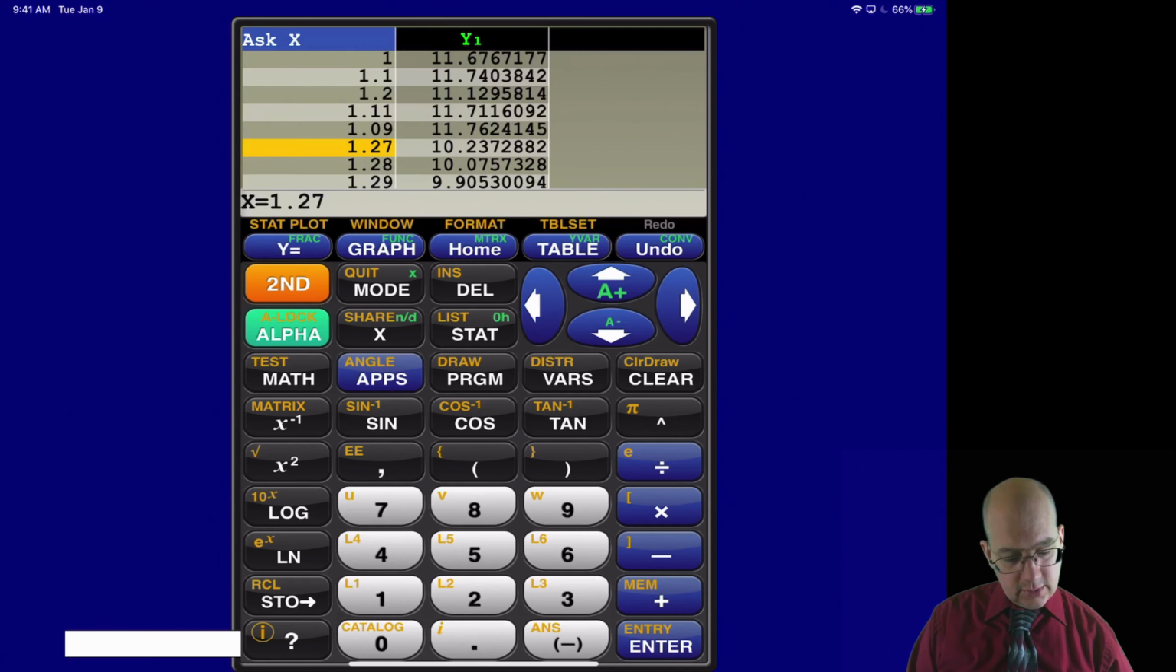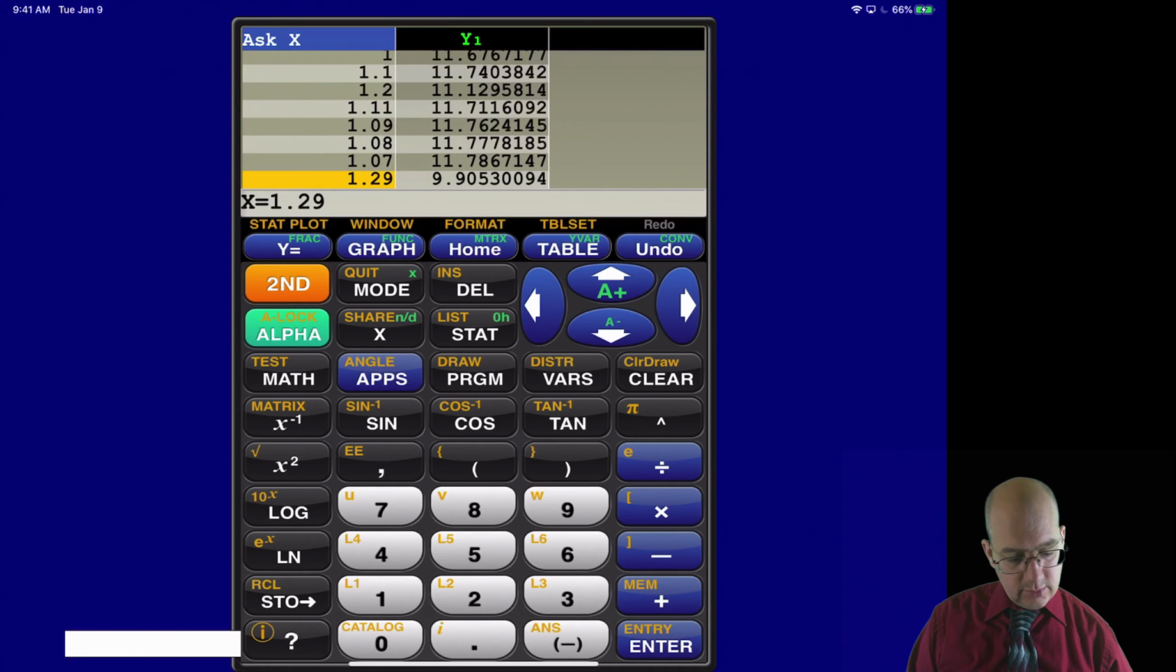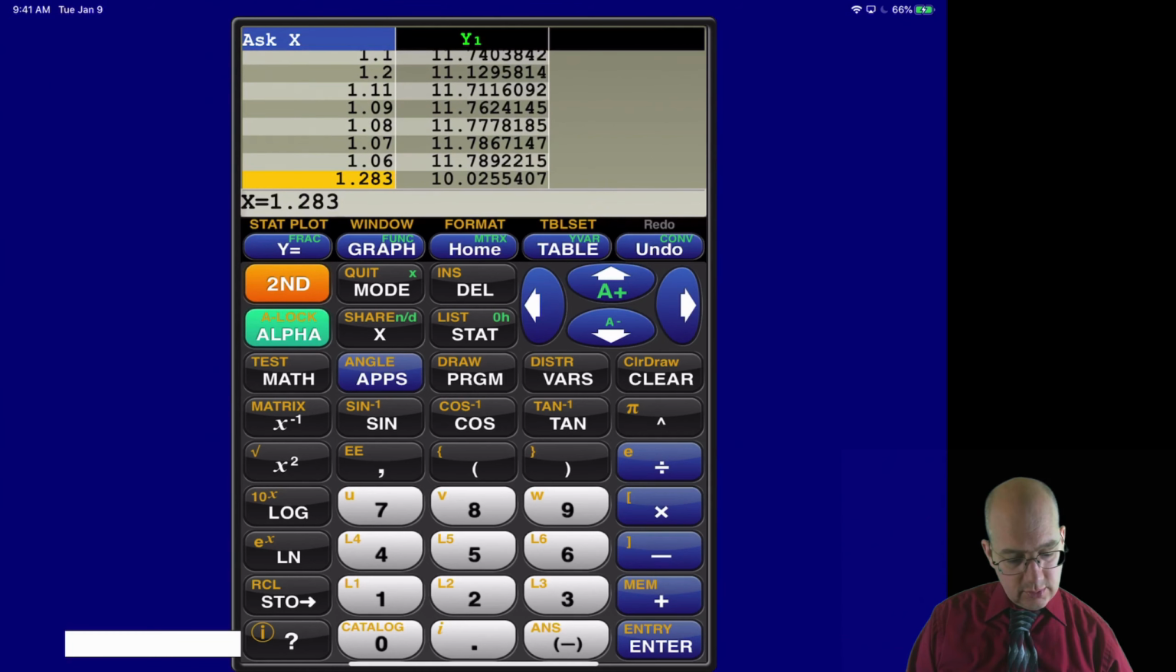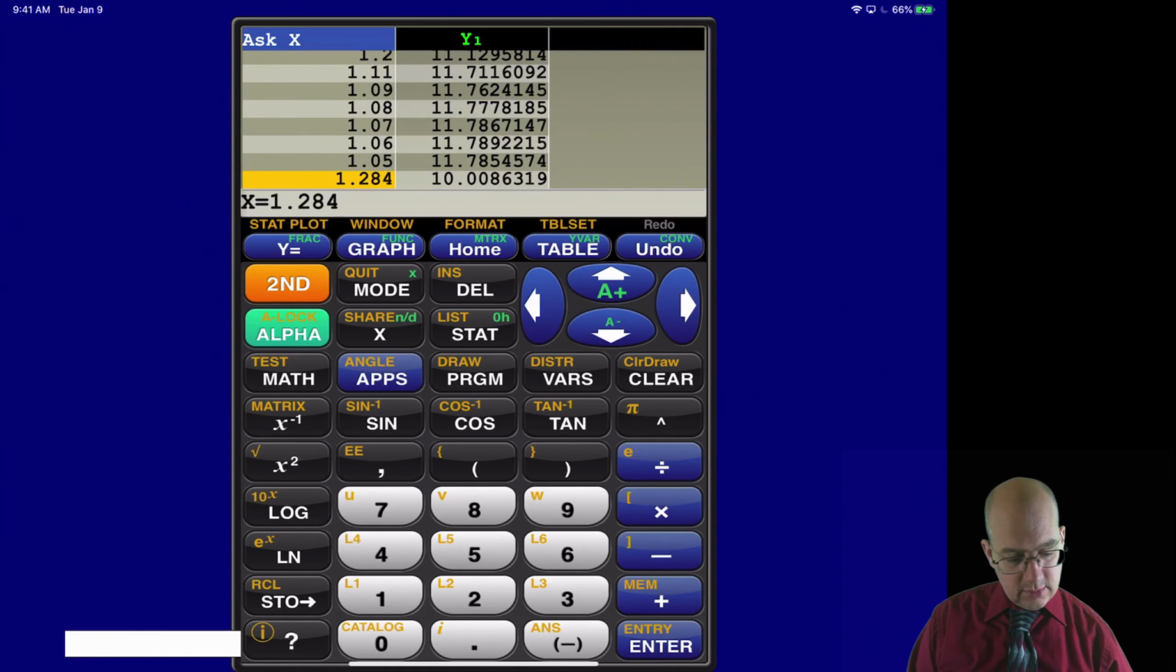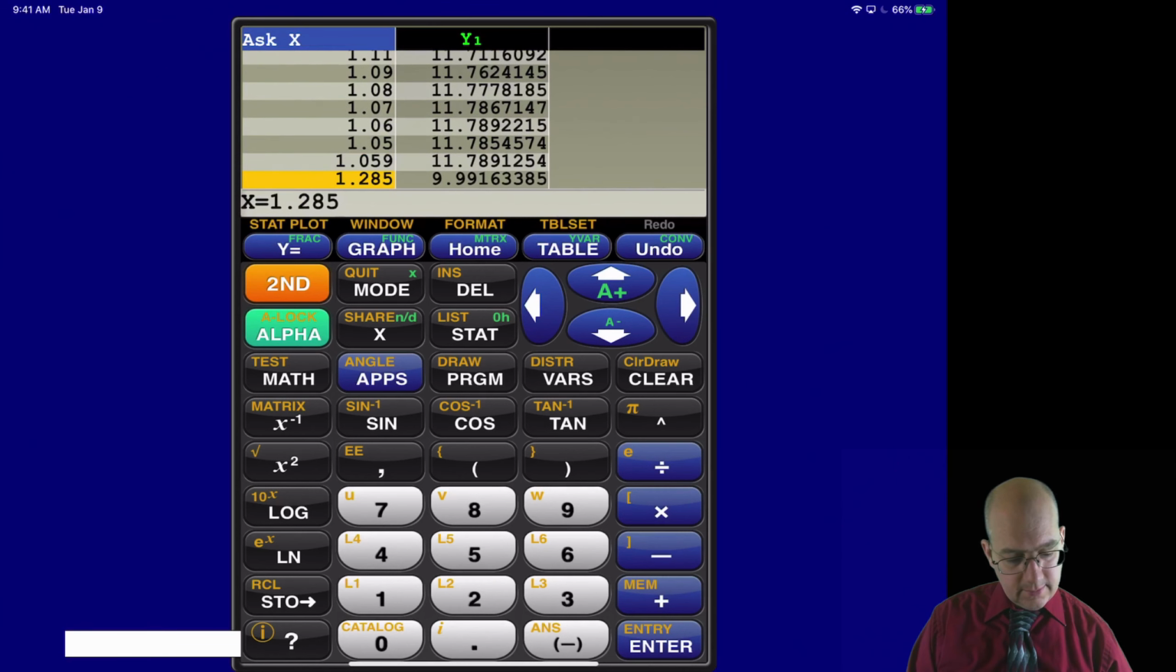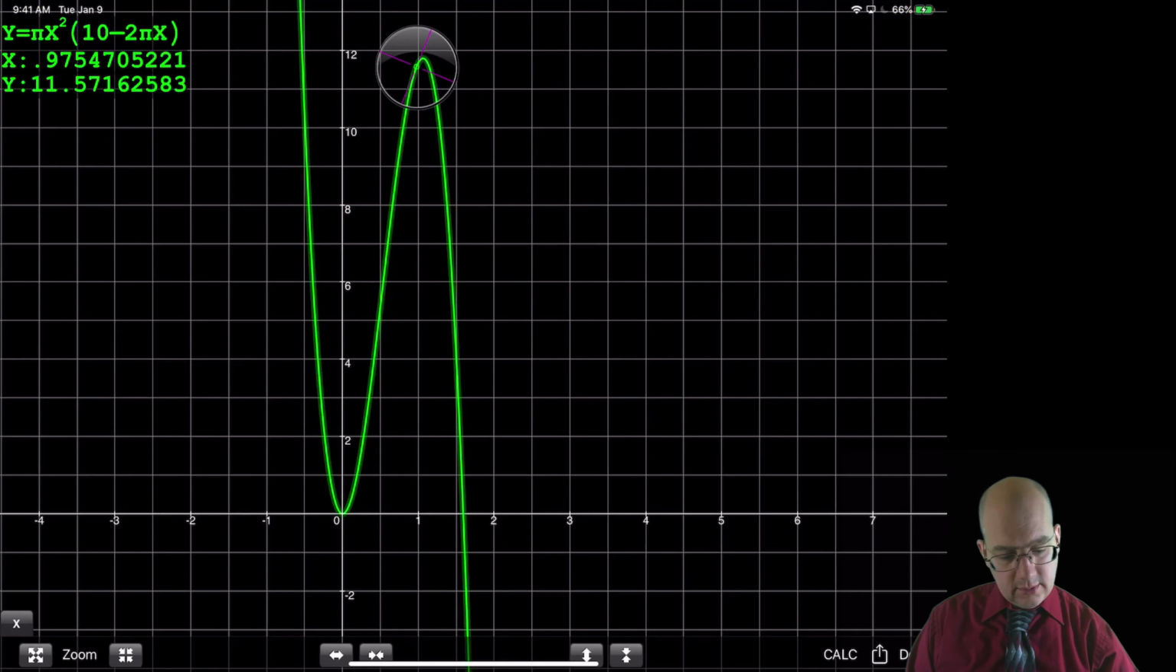So then you go on the other side. 1.09, 1.08, 1.07, 1.06. So that looks like it's kind of stabilizing a bit. Yeah, so that definitely went down. So now it's something like that, right? And what was it? There you go, the max is 11.8 at 1.061.